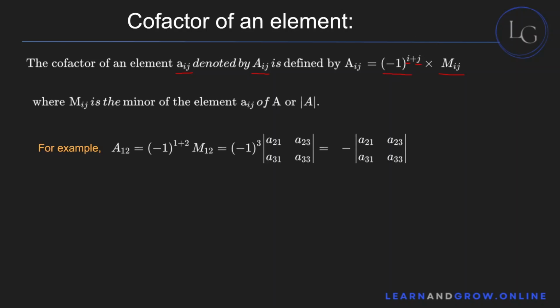So basically what you'll do here is, for example, to find the cofactor of the element in the first row and the second column, so basically A12, you will do -1 raised to the power row number which is 1 plus column number which is 2. So -1 raised to the power 1 plus 2 into the minor of the element in the first row and the second column, M12. So basically -1 raised to the power 3 into the determinant of this matrix. So you'll get this. And that is the cofactor of the element in the first row and the second column.